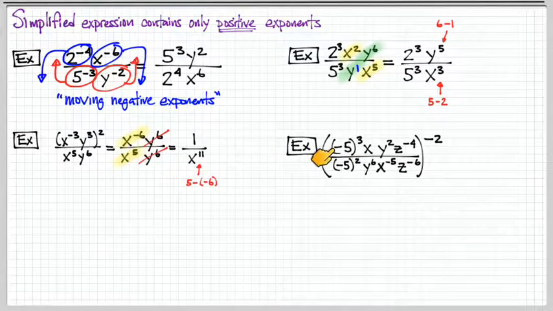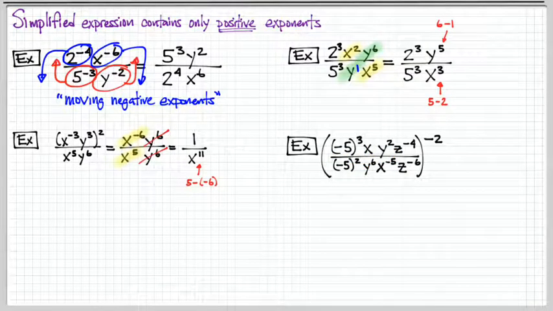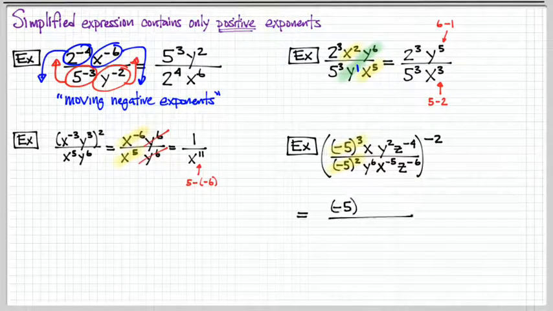Final example. This is the most complicated example. Again, let's just start by looking at all the common bases. I have negative 5 raised to the powers. 3 is greater than 2 in terms of the exponents, so I have negative 5 to the first power. I don't really need to write that one in there.